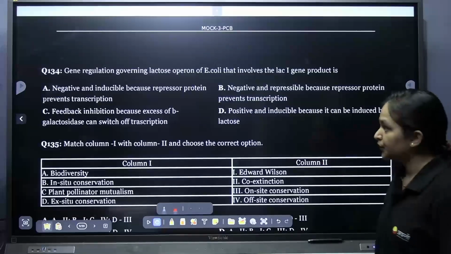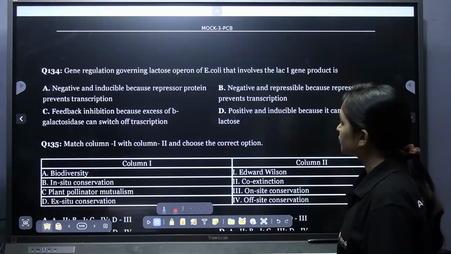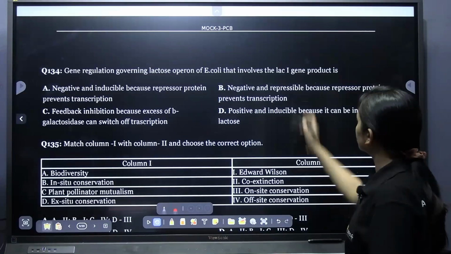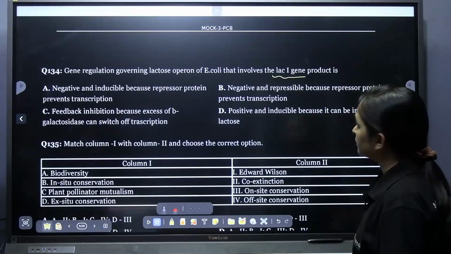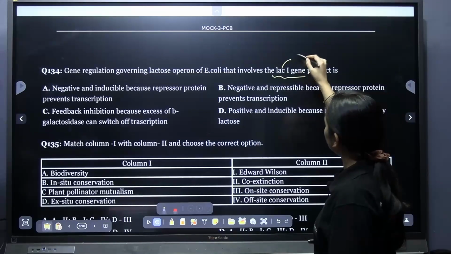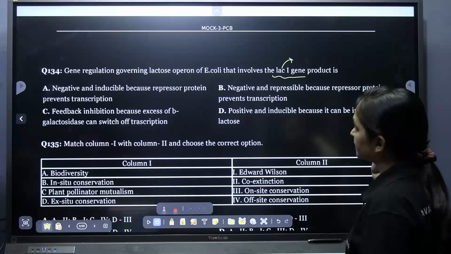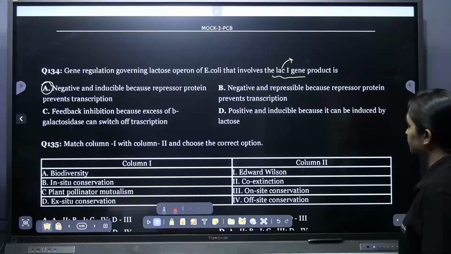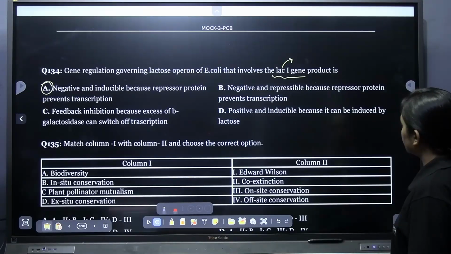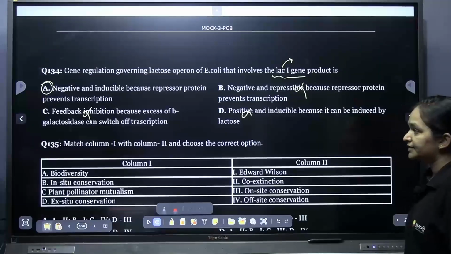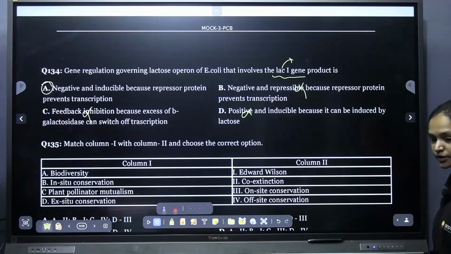We are going for 134. Gene regulation governing the lac operon. Okay, a lac operon based question. We need to find the gene regulation governing the lac operon of E. coli that involves the lac I gene. Okay, the lac I gene produces repressor protein. Yes. Okay, it is negative. Yes, it is negative and inducible because the repressor protein prevents transcription. We got the answer, isn't it? Negative and repressible? No, it is inducible. Feedback inhibition? No. Positive and inducible? No, it is not positive, it is not feedback, and it is not repressible also. It is negative and inducible because the repressor protein prevents the transcription. So, A is the correct answer.